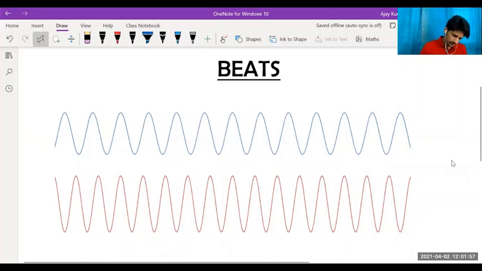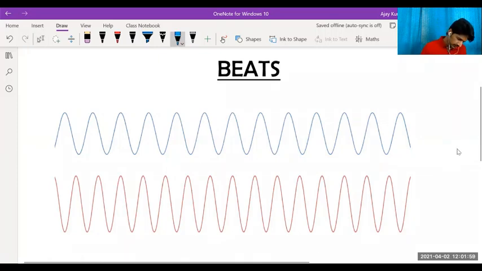So you must observe that when the source frequencies are equal, you don't hear any beats. Beats will arise only when the frequencies of the two sources are different, at least slightly. So let's consider two sources here. Not sources, let's consider two waves, as you can see on the screen.